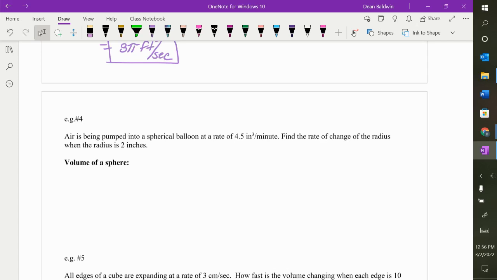Air is being pumped into a spherical balloon at a rate of 4.5 cubic inches, again, US, per minute. Find the rate of change of the radius when r is equal to 2 inches. Okay, what's the volume of a sphere? Four thirds pi r cubed.